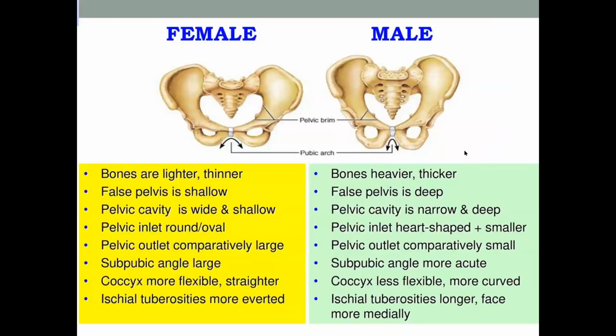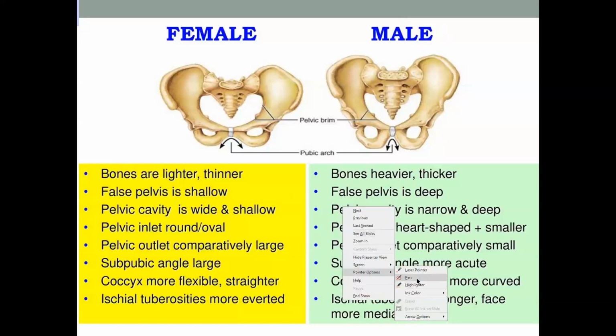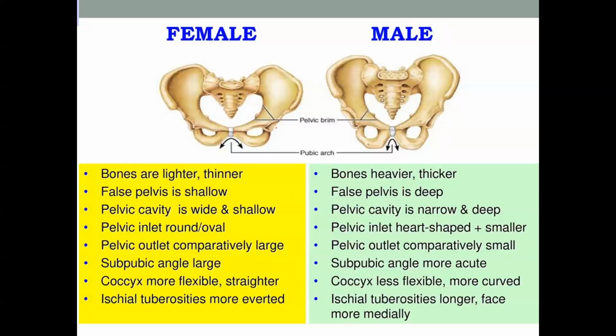So what else do we have here? Pelvic outlet is comparatively large. No surprise there. The pelvic outlet in females has to be large because, of course, the baby's head has to pass through it. It also mentions the subpubic angle is large. The subpubic angle, of course, is right here.